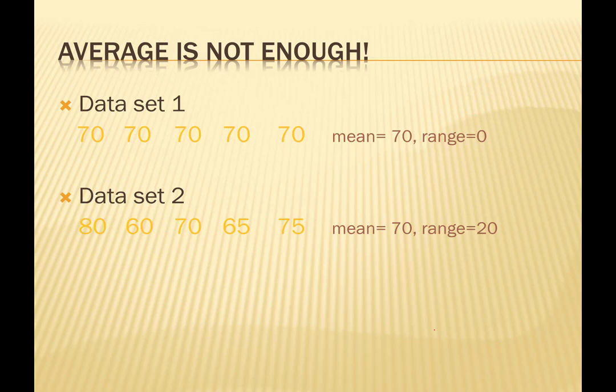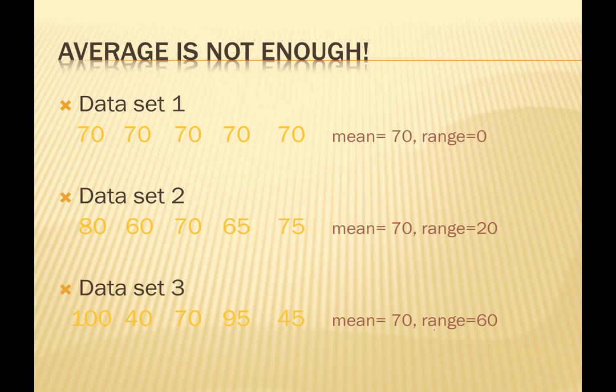And so when you look at the range, which is part of measuring variability, that gives you added information that these two data sets don't look alike at all. Because in the second data set, the range is 20, which is the distance between the highest and the lowest, and that would be the 80 and 60, right? The difference of 20. So that tells you that there's some variation in data set 2.